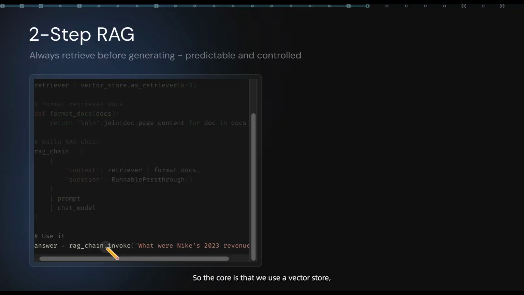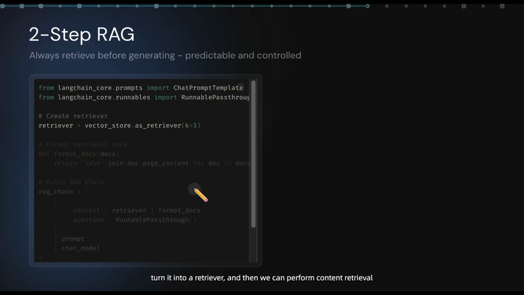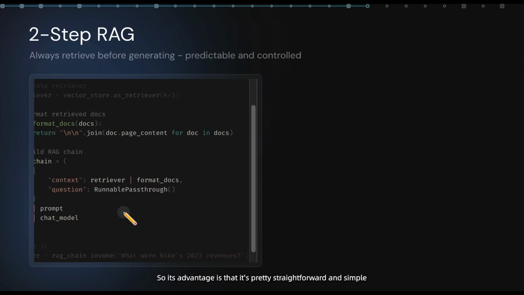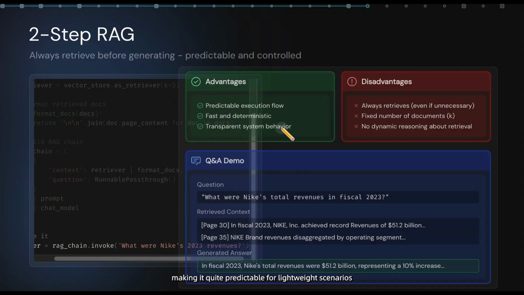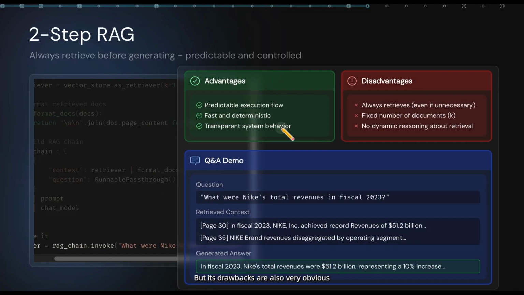There's nothing special about how the model is called. So the core is that we use a vector store, turn it into a retriever, and then we can perform content retrieval. That's the main point. The core is this retrieval object. Its advantage is that it's pretty straightforward and simple, making it quite predictable for lightweight scenarios, but its drawbacks are also very obvious. It can't distinguish between simple and complex questions, treating them all the same, and there's no way to verify the quality of the results. So in this kind of two-step RAG architecture, we actually use it relatively rarely nowadays.